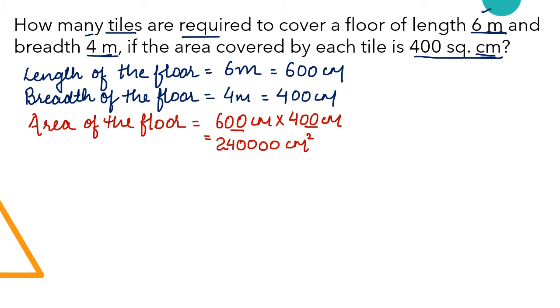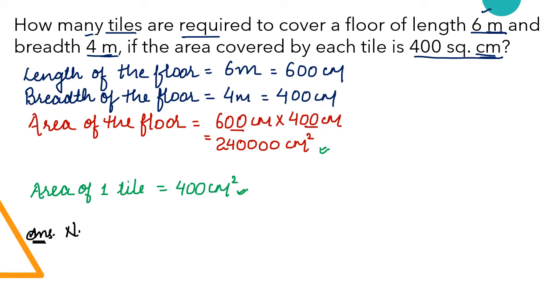Now the area of one tile is 400 centimeter square. So the total area which we have to cover is 2,40,000 centimeter square, and one tile will cover 400 centimeter square area. So the total area to be covered is given to us, and the area covered by one tile is given to us. We have to find out the number of tiles. So what we will do, we will divide the total area by the area covered by one tile.